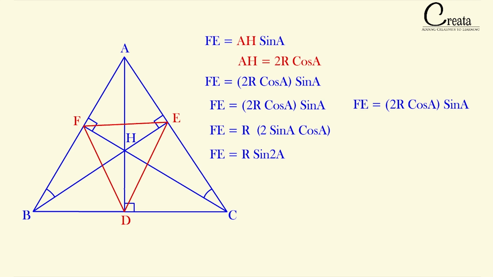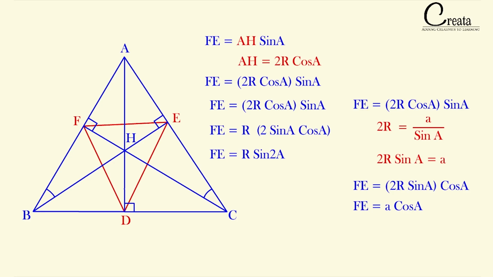And in the second path, we will apply the sine rule, that is 2R is equal to A upon sin A. So we got 2R into sin A is equal to A. On replacing the terms, we got FE is equal to A times cos A.